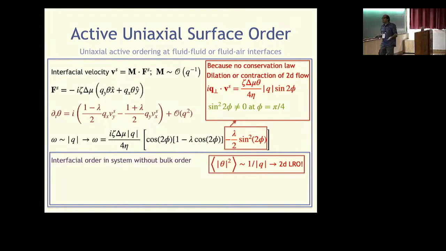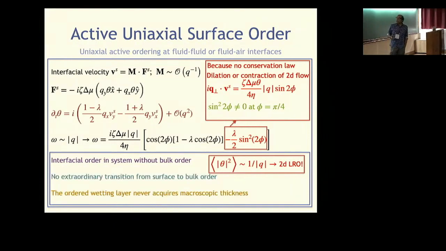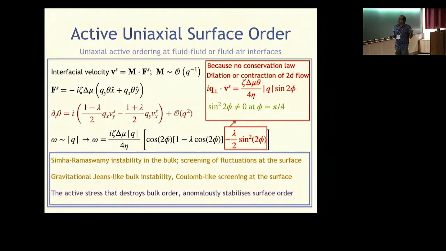And this is a sort of bizarre, odd kind of interfacial ordering because it's an interfacial ordering in a system which has no bulk order. There's no possibility of a bulk order, right? What that means is there is no parameter value for which this interfacial wetting layer acquires a macroscopic thickness. It always remains microscopically thin. And the funny thing is that the same active stress that's giving you the Simha-Ramaswamy instability in the bulk actually ends up screening the fluctuations at the interface. It's not two different stresses. It's the same active effect. It's as if you have a gravitational Jeans-like bulk instability in the same system in which you have a Coulomb-like screening at the interface. And I should thank Sriram for this statement.